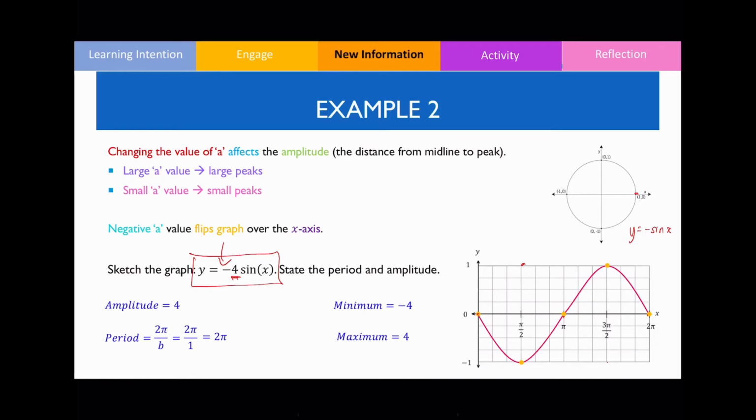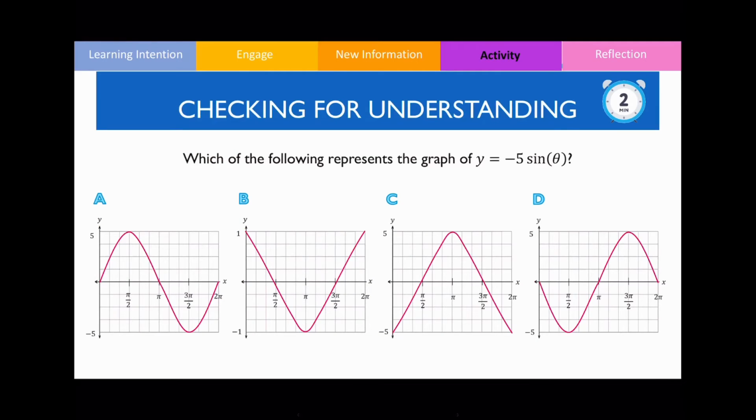So that, remember, changes the height of the peak. So a quick way of doing that is just changing these values over here. So change that to +4 and -4, and therefore this is how you would graph y is equal to -4 sine x. All right, have a go with answering this question over here. Give yourself 2 minutes and then we'll compare our answers together.